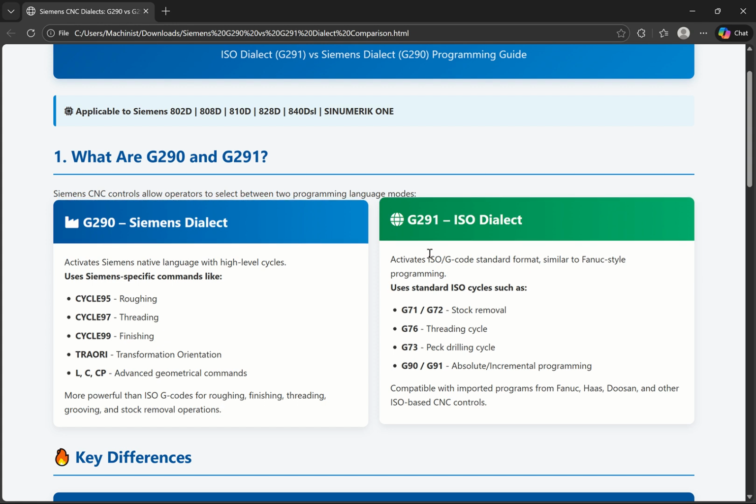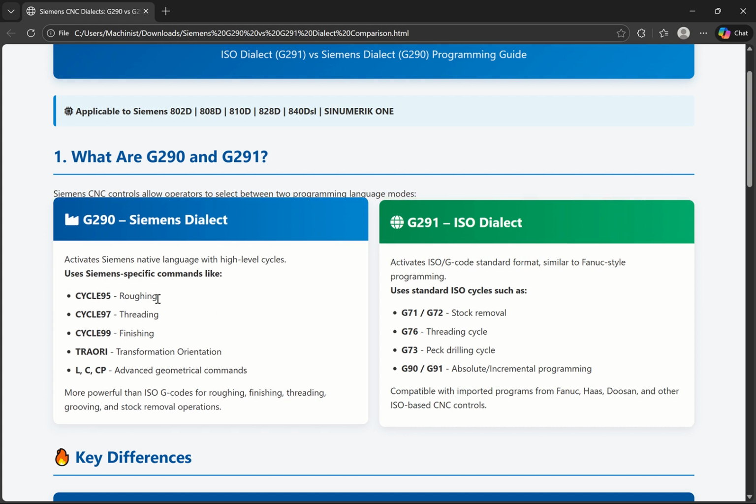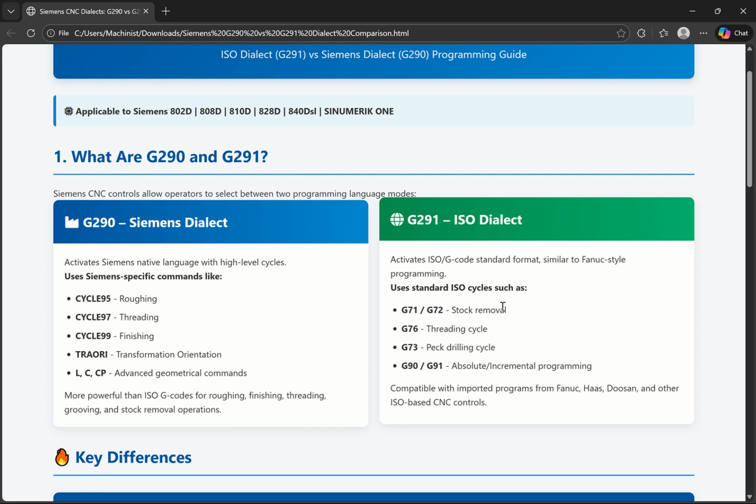The ISO Dialect, when you put G291, it activates the ISO programming language, which is the normal word programming language. You call them G and M code. The format is normally similar to FANUC, HAAS, GSK, and other controllers. Like, for example, CYCLE95 for rough turning, in ISO Dialect you can use G71 or G72. Then you can also use G76 for the thread cycle, G32, G33, or even G92.